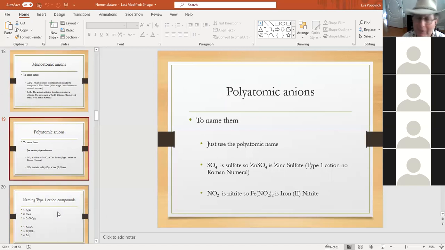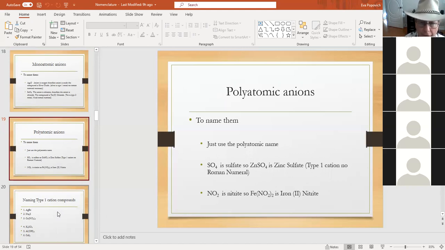Now, polyatomics are easy. To name them, you just use the polyatomic name. SO4 is sulfate, so ZnSO4 is zinc sulfate. Zinc is a type 1 cation, no Roman numeral.